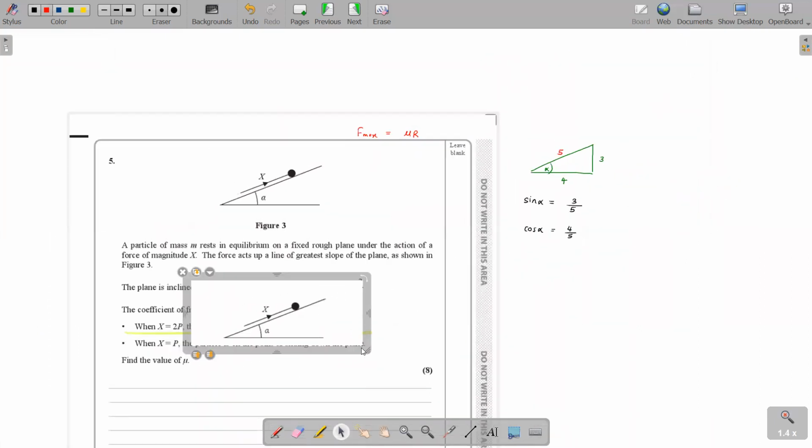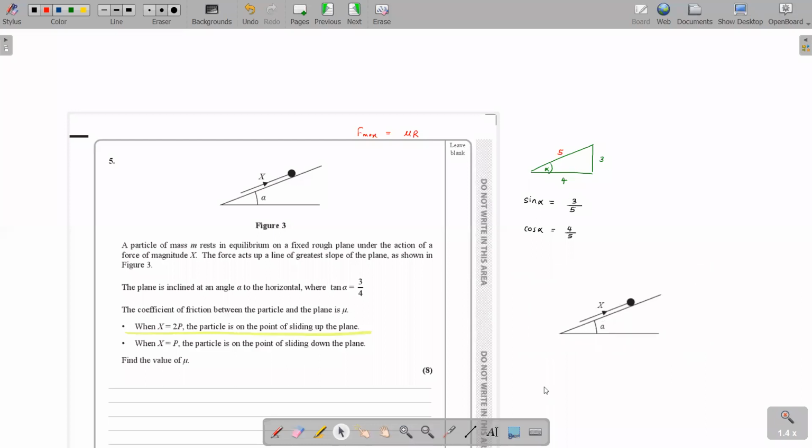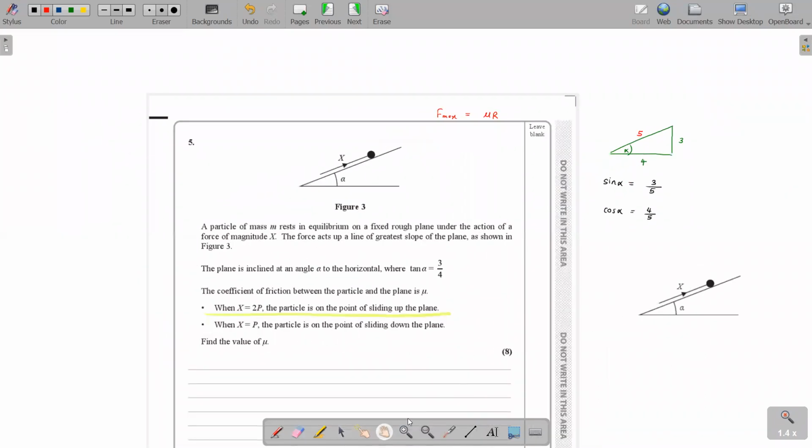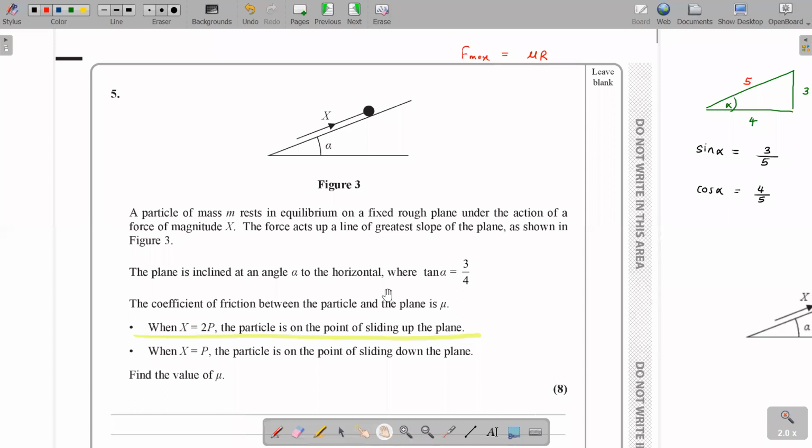So we'll use this for part B later. Okay, let's work with this one now. So what are the forces we have? The object is x equal to p. The particle is on the point of moving up the plane. Therefore, friction is acting. The maximum friction is acting down. Are you all okay with that? Maximum friction, or the mu R friction.